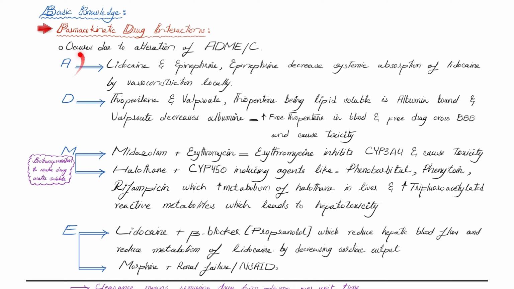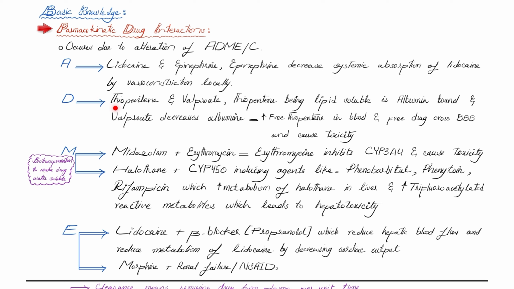How the absorption of the anesthetic agent is being altered. For example, when lidocaine is combined with epinephrine, epinephrine decreases systemic absorption of lidocaine by vasoconstriction locally. Epinephrine being a catecholamine, it has a vasoconstricting effect. How the distribution of the anesthetic agent is being altered.